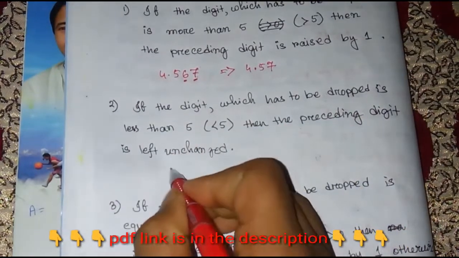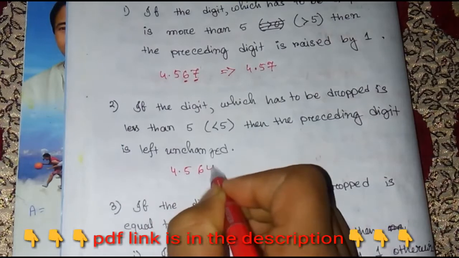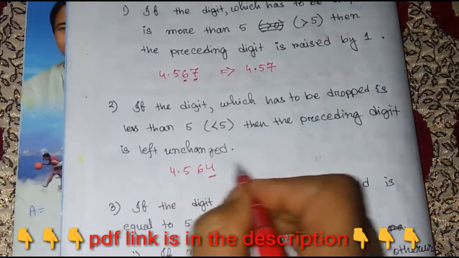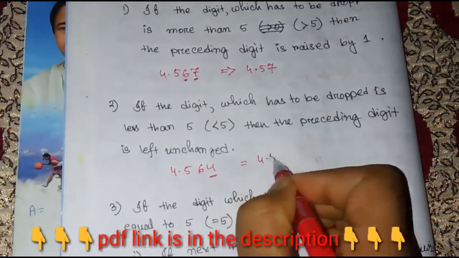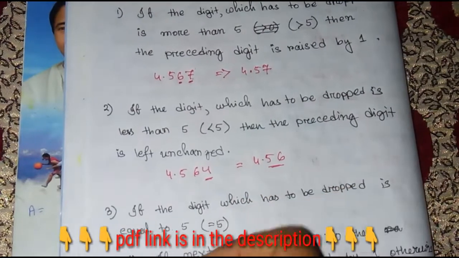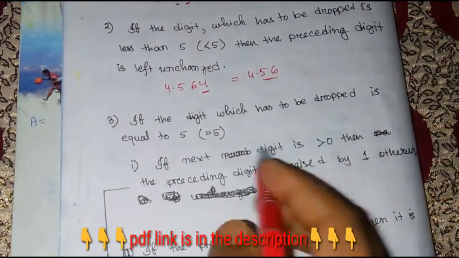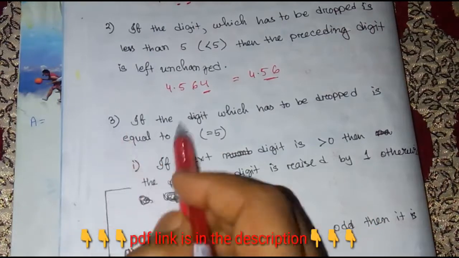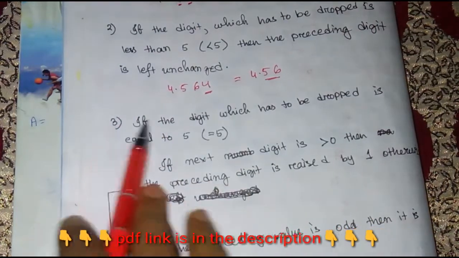digit is left unchanged. So if it is 4.564, now the 4 is less than 5, so we have to write 4.56. This 6 will be unchanged. Let's see the third formula. This is the main important formula.